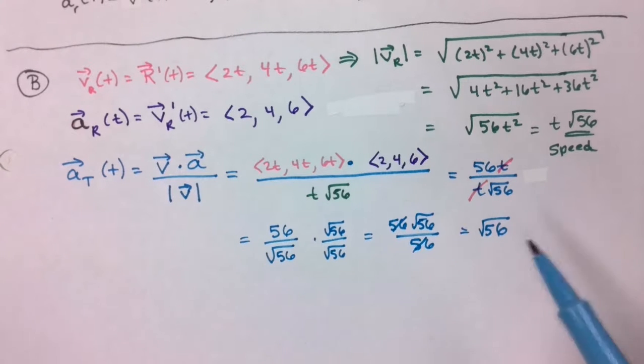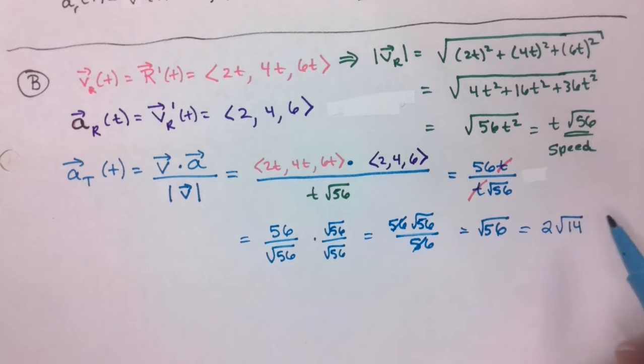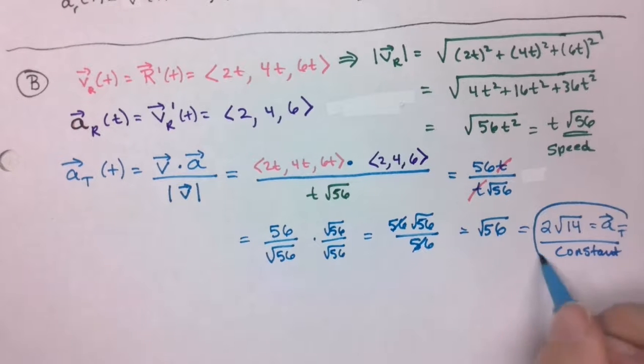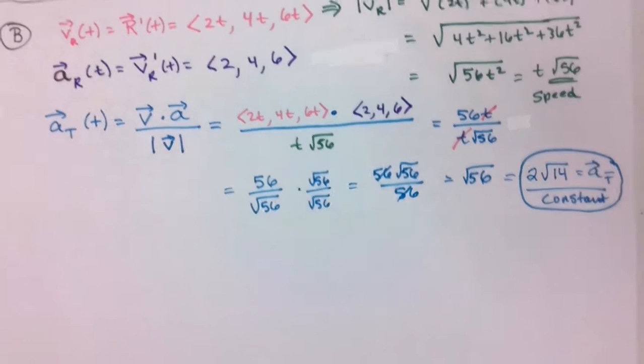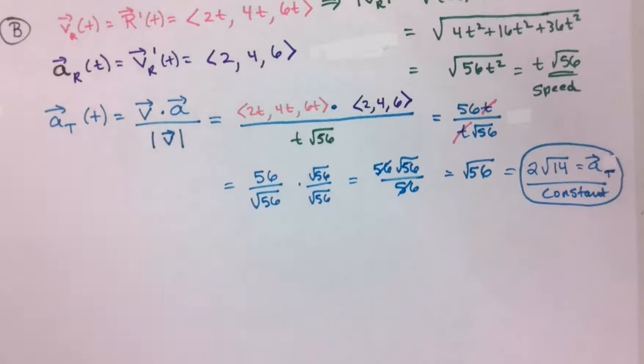All right, so there we go. That is 2 square root of 14. That is a sub t. And you'll notice it's constant. So your acceleration in the tangential direction is constant, in the t direction, right? In with the tangent.